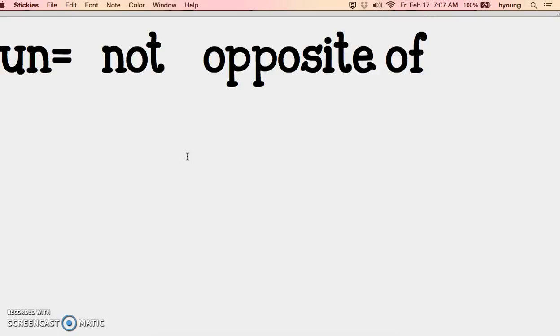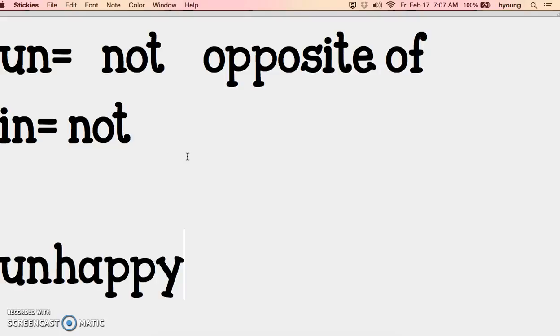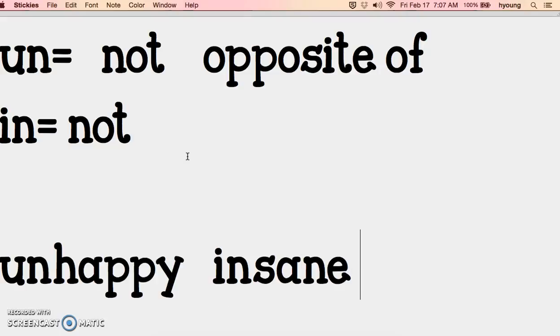So the prefix un can mean not, or it can mean opposite of. And sometimes you just need to use some logic to figure out which meaning makes more sense. The prefix in means not. So perhaps you are unhappy about this insane review, which means you're not happy about this kind of crazy review.